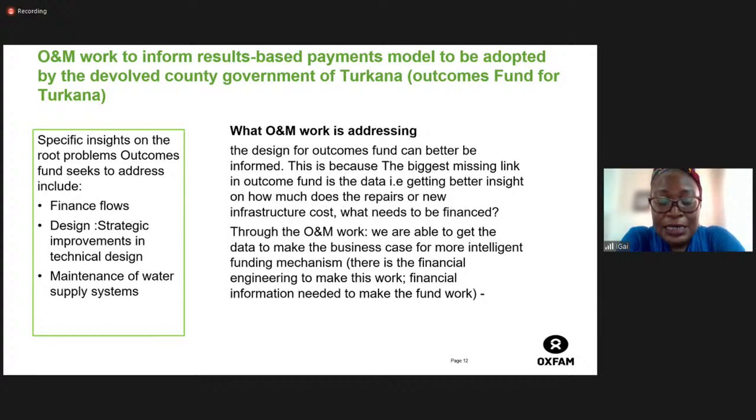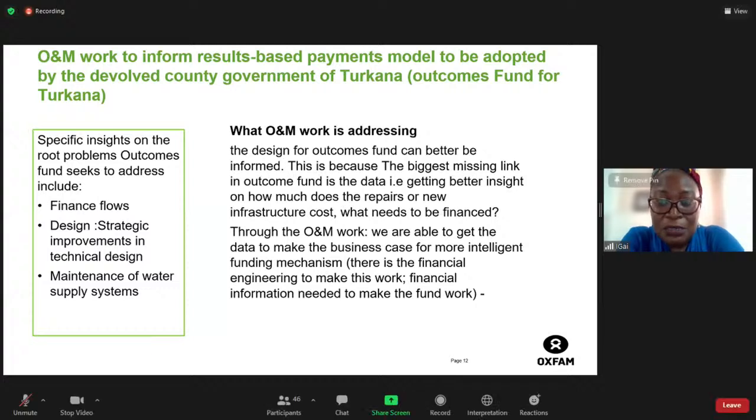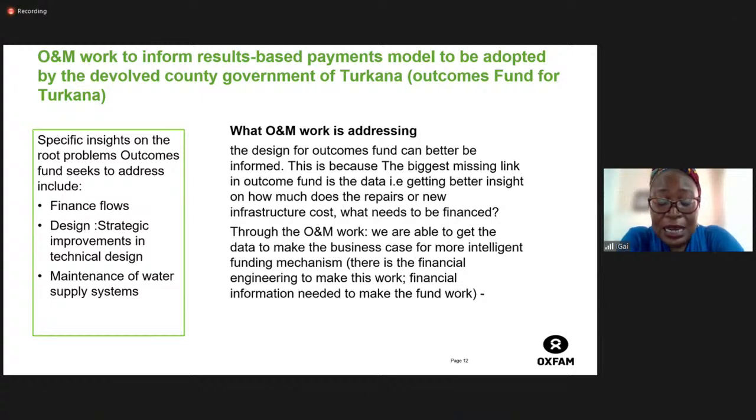But then in the long run, we are looking at how best to support the county governments to be able to set up devolved financing or funding baskets that they would be able to pay for to ensure that water service delivery is more sustainable. So this would be informed by a result-based payments model, which we are currently working on with the Turkana County government, and it's called the Outcomes Fund for Turkana, looking at water service delivery.